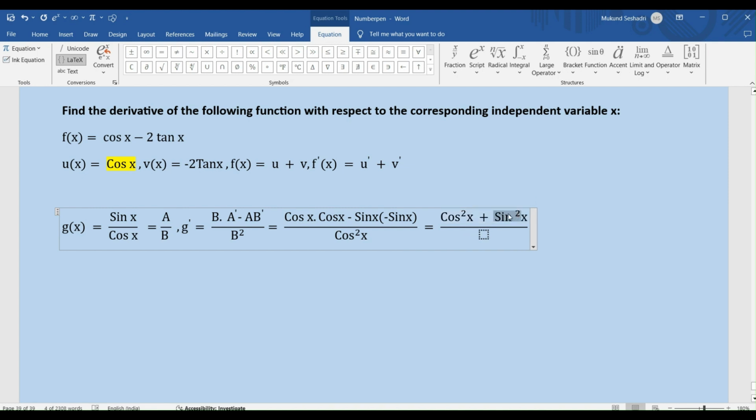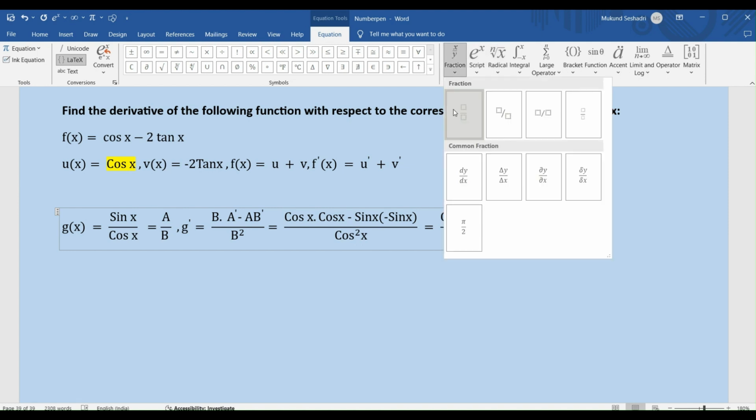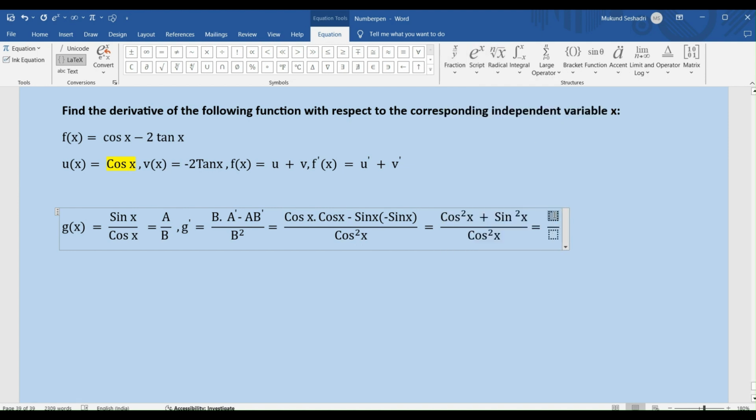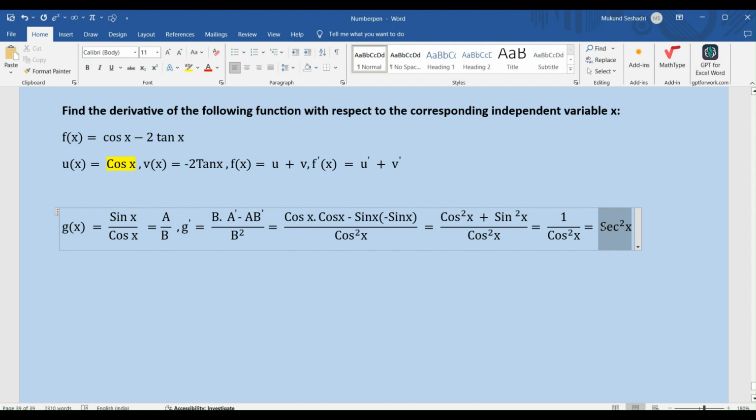And I have a cos square plus sine square in the numerator, and I have a cos square in the denominator. I know what is my cos square plus sine square x. It is always 1, right? So that's the standard formula that every student is expected to know in trigonometry. So I straight away use that, and I have a 1 divided by cos square x, which is my secant square, right? So that's my d by dx of tan x, right? So that's how you arrive at it.